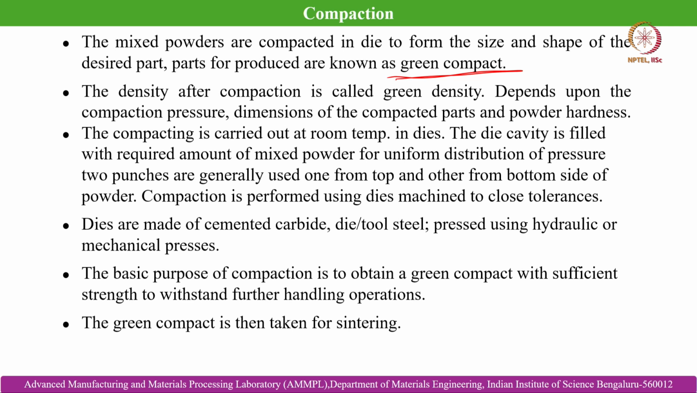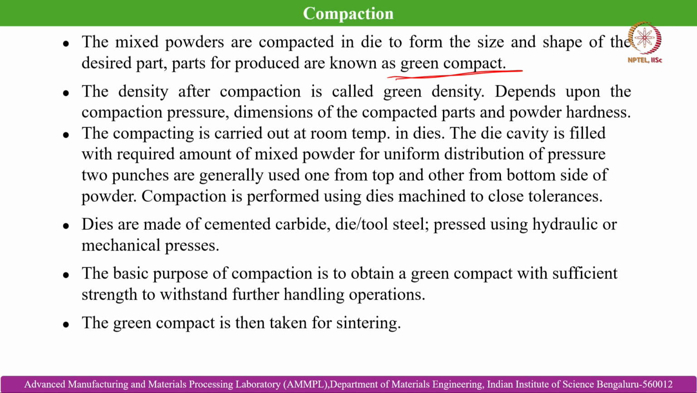Compaction is performed using dies machined to close tolerances, because once we get the green compact ready, we can achieve the desired shrinkage as per the presence of the polymer or the additive component in the powder aggregate, which needs to be removed subsequently. Then the compact needs to be densified by a thermally activated process, that is sintering, to achieve the desired part geometry.